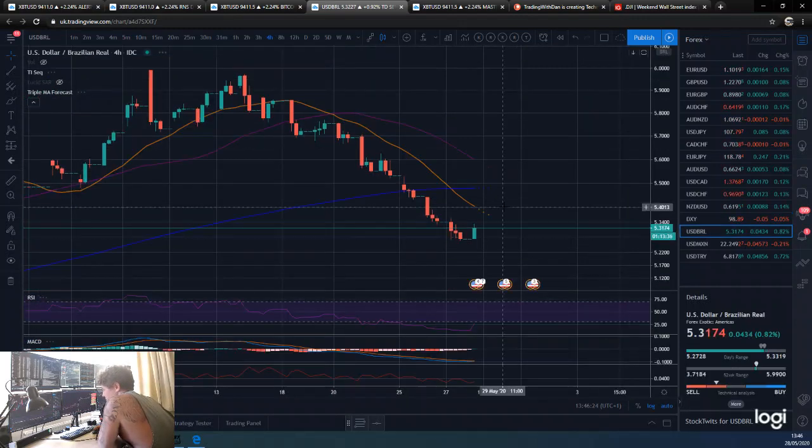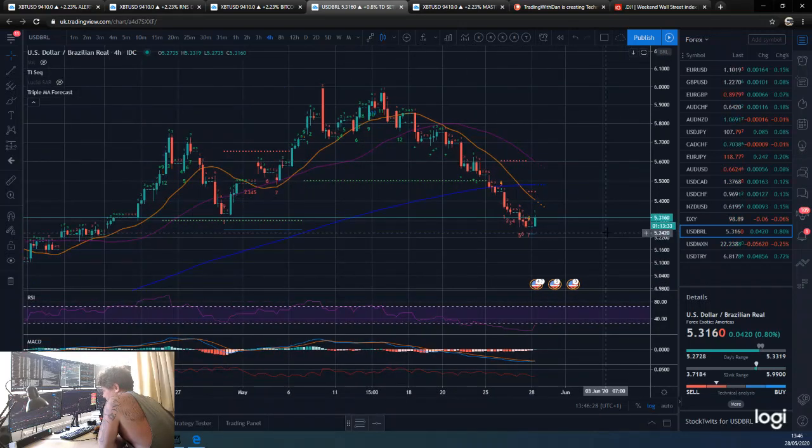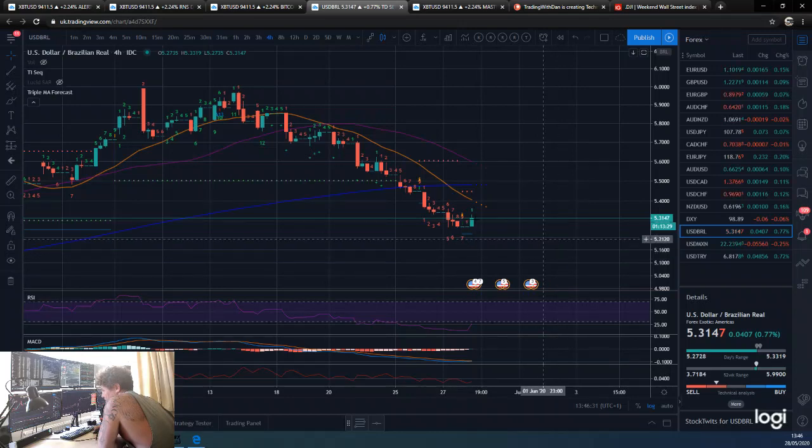Right, so that's the dollar index. We don't need to look too much at these. Oh, got a bit of movement down here in the Brazilian. Oh, look at that. Off the 9 as well. So if we were drawing that, we would have been drawing the 9. Why is that so tight?